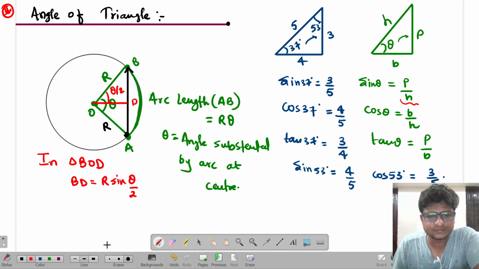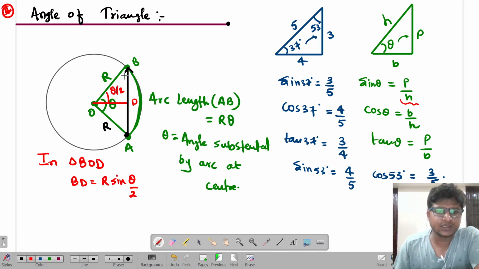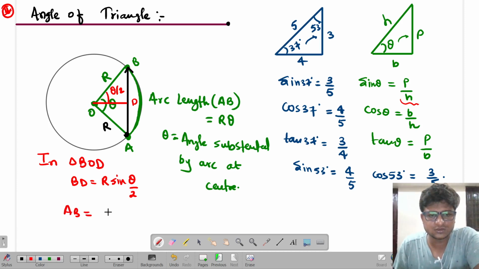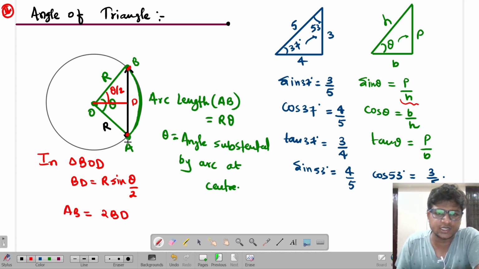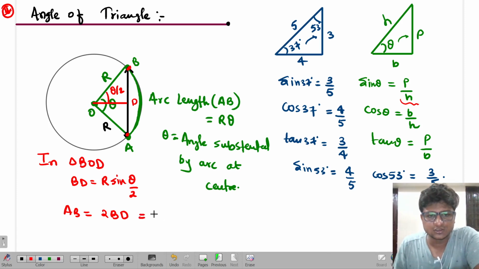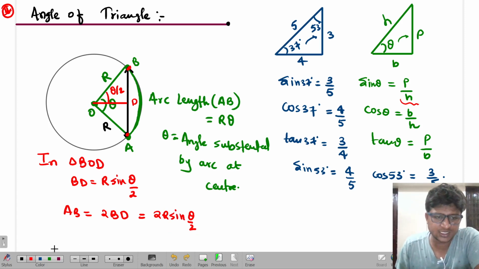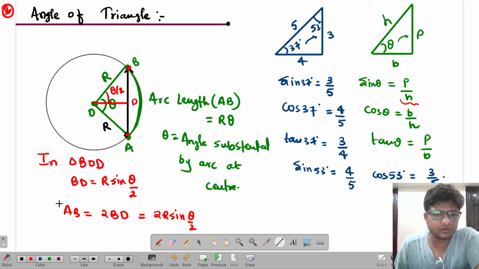Is this correct? Now, if I find AB, then AB is twice of BD, or not? AB from here to here is a straight line, not the R. So it is twice of BD. If it is twice of BD, it will be written as 2R sine theta by 2. Do not cancel this 2 and 2. This sine theta by 2 is itself a number. Got it or not? Think of trigonometry as a number. Are you able to get me? Is that clear?